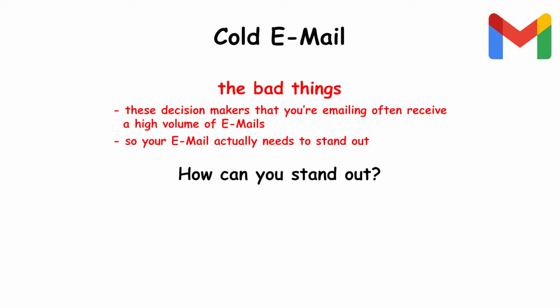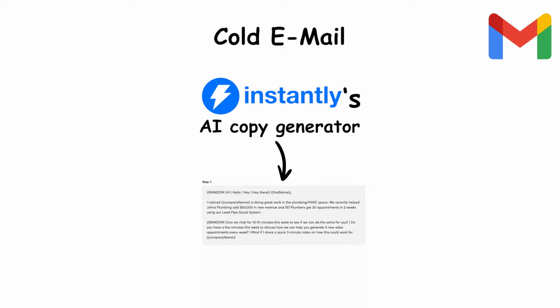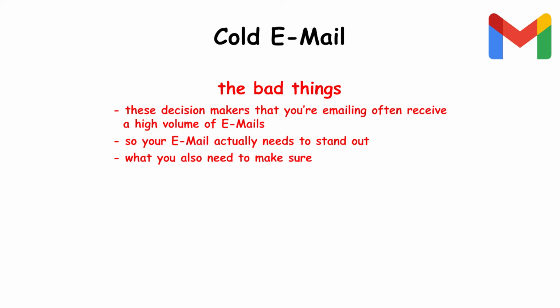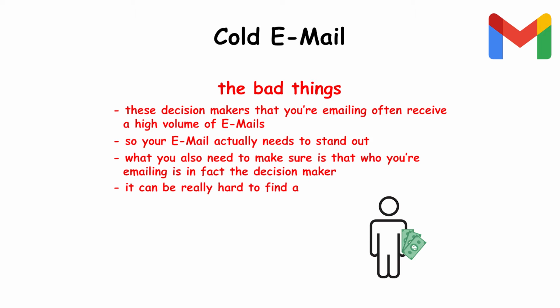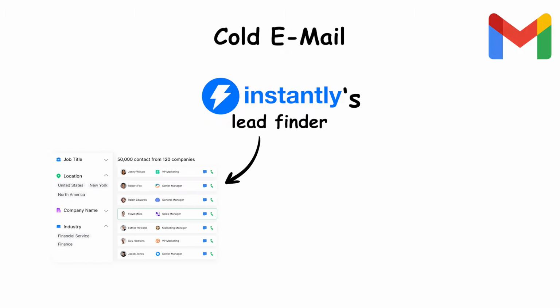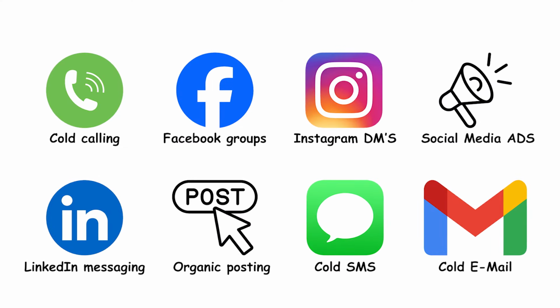And how you can stand out is by writing really good copy. So you need to use a tool like Instantly's AI copy generator, which literally generates high converting copy for you. What you also need to make sure is that who you're emailing is in fact the decision maker, and it can be really hard to find a high volume of lists. With Instantly's lead finder, you'll have access to a database of millions of people that you can email directly through the tool. So these are all the lead generation tactics you can use for your business.